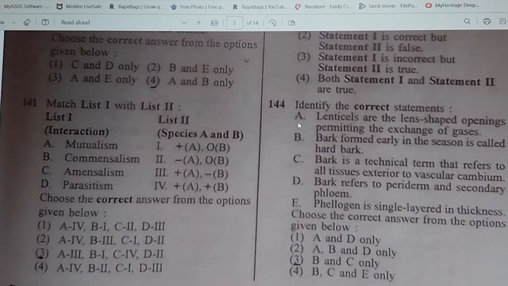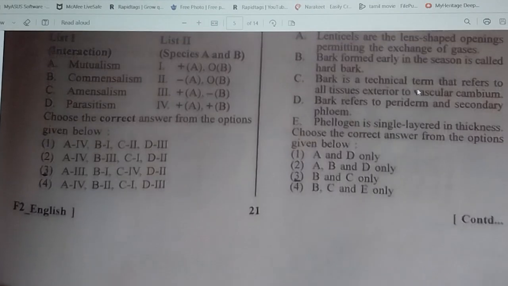Identify the correct statement for question 144. So lenticels are lens-shaped openings permitting the exchange of gases, which is a correct answer. And then bark refers to periderm and secondary phloem, that is also a correct answer. So A and D are correct. So the answer is option A.